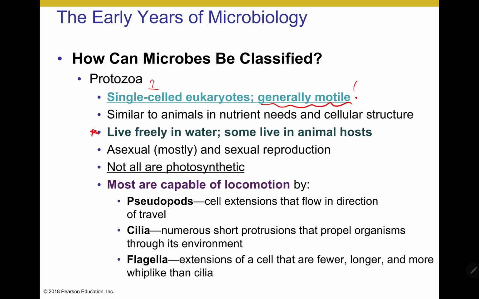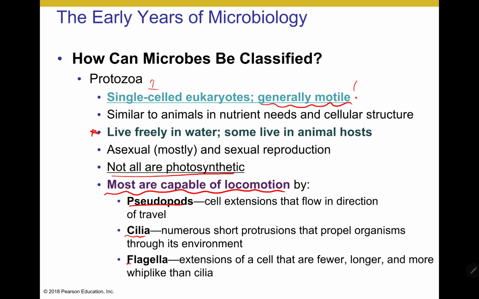Not all of them are photosynthetic, but most are going to be capable of locomotion. So they're going to have this ability to move. They may have a pseudopod, which is basically an extension of their cell that helps them to flow in the direction of travel. You can have cilia, right? Numerous short protrusions that help propel the organism through its environment. So the cilia kind of beat, and it helps that organism move through the environment.